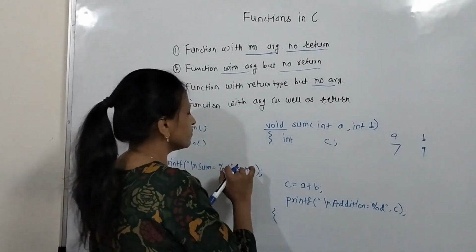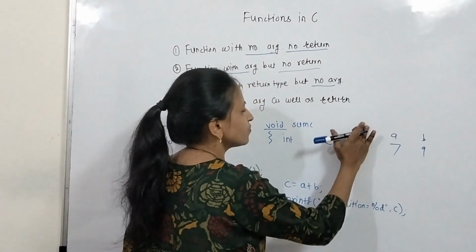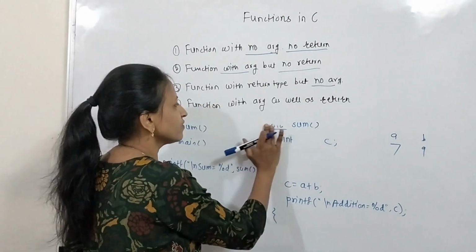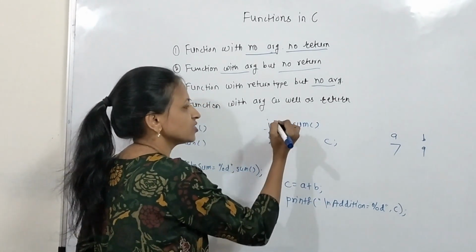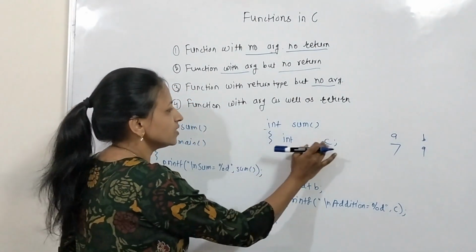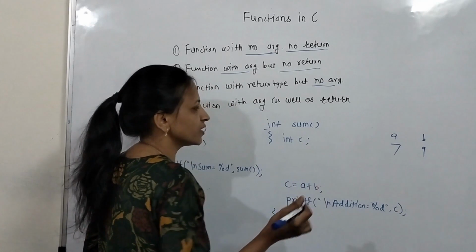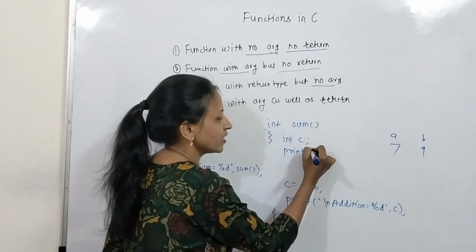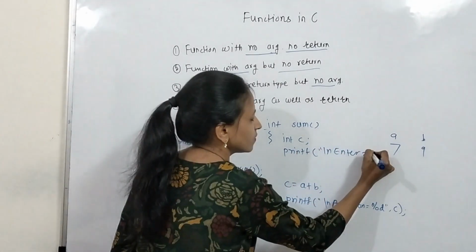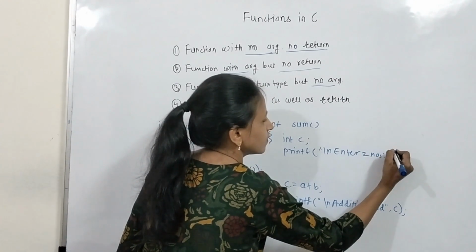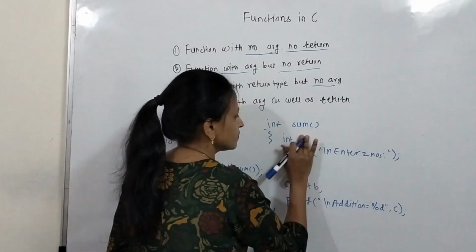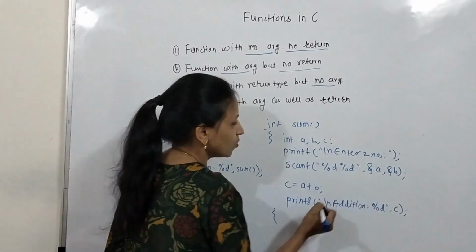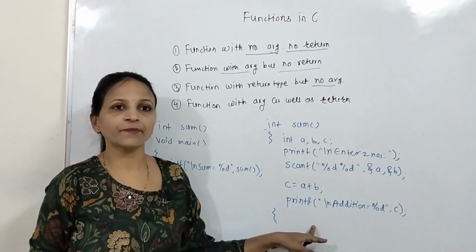Now here we are not passing anything to that function, that's why this parenthesis will be empty, but we have to return that integer value from this function, that's why integer will be there. Now see, int c we have to declare for the addition, and a and b we have to accept here only, like printf enter the two numbers and then scanf. Okay, we are just calculating here, but not displaying.